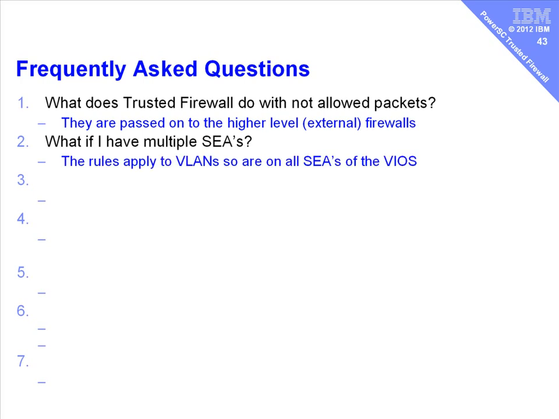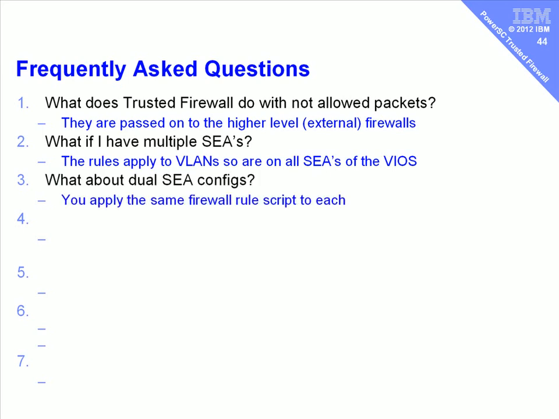What if you have multiple SEAs? Well, if you look at those rules, they apply to VLANs, so the rules apply to all SEAs, not an individual SEA of the VIO server on which you're running the script full of rules. In the case of dual SEAs in two VIO servers, you need to apply the same rules to each VIO server, so whichever is active will be using the same rules and avoiding the same network traffic.